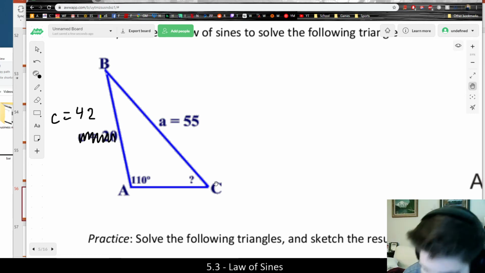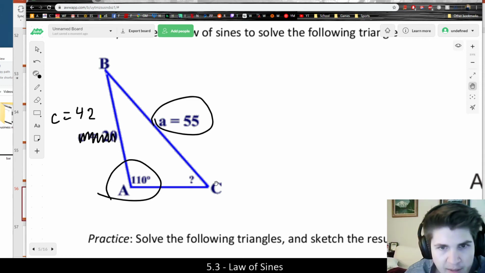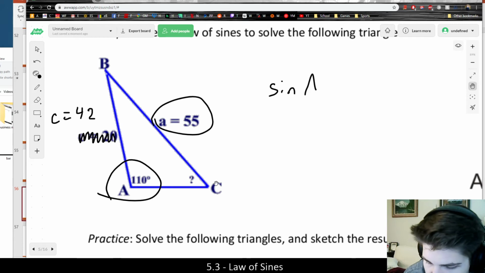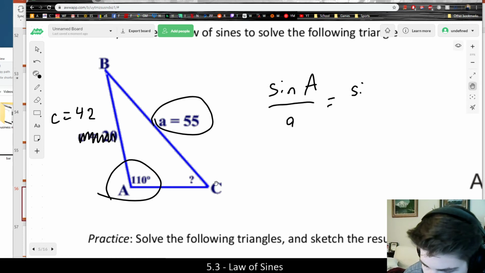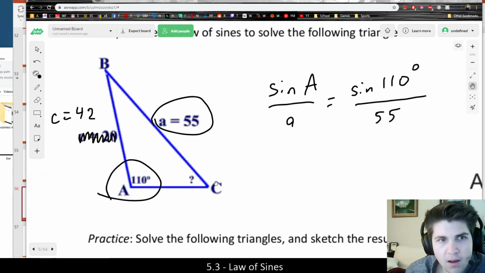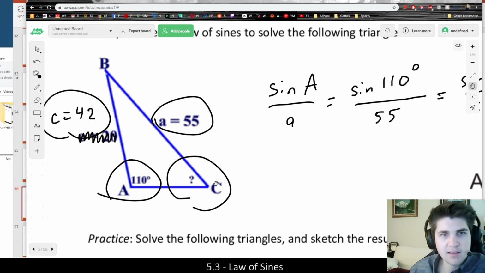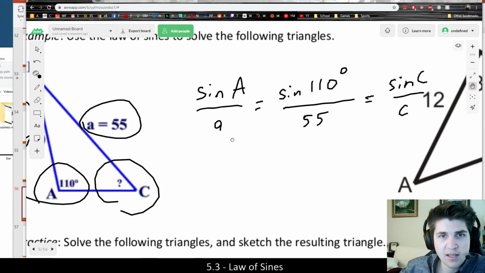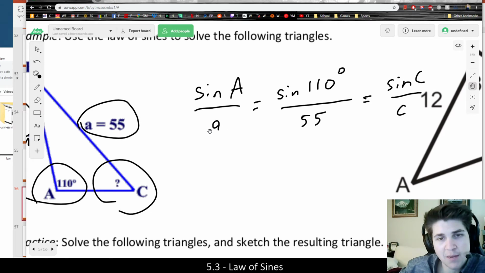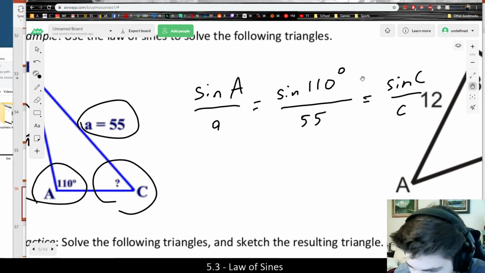So everything we were doing before is thrown out the window because there's no right angle here. But the law of sines is a way that I could solve this, because if I think about what I know, notice that I know A and a, both capital A and little a, which implies that I know the ratio of sine A to a, which is equal to sine 110 degrees over 55. But also notice that I know side C but not angle C, but I know that that must be equal to sine C over C, because the ratio of the sine of the angle to the respective side is the same across the triangle. And really, since I know side C is 42, notice this creates an equation with only one unknown.